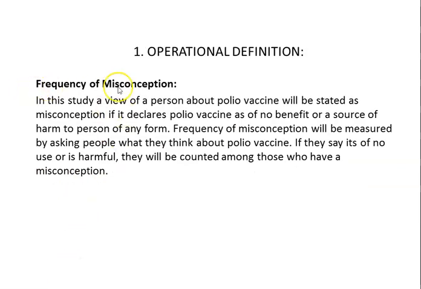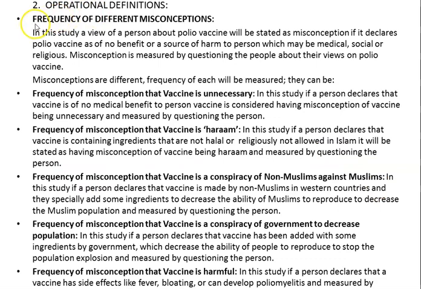So I will define frequency of misconception as when a person declares polio vaccine as of no benefit or a source of harm to a person of any form, and frequency will be measured by asking people what they think about the vaccine. If they say yes, it's of no use or it's harmful, they will be counted among those who have a misconception. The second objective was on the variable frequency of different misconceptions.